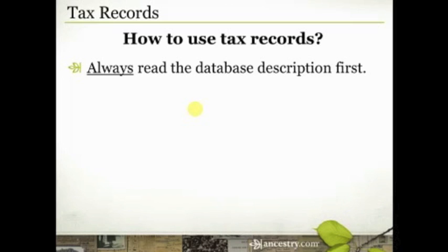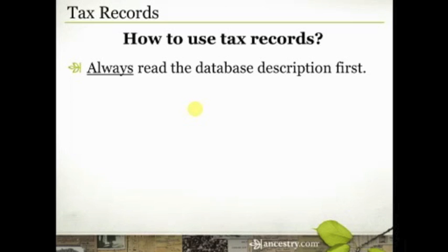One of the suggestions that I give, and it becomes more emphatic the more time I spend in family history, is to always read the database description first. This lets you know a few things. First of all, it lets you know what you're getting into. Second of all, it lets you know what exists in that database. And then third, it lets you know exactly how the database is arranged, maybe some of the quirks or some of the specifics about what was indexed, what's included.